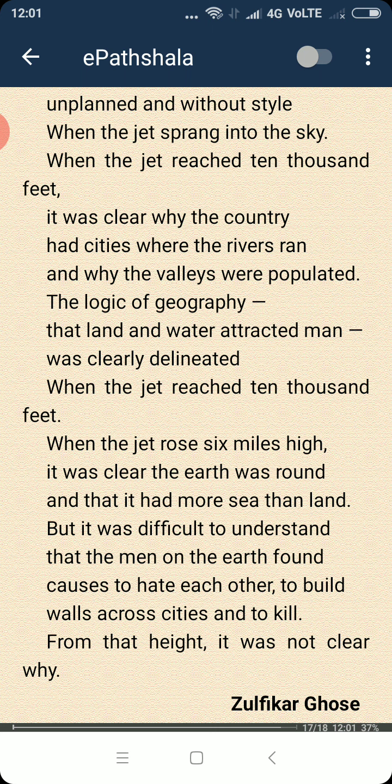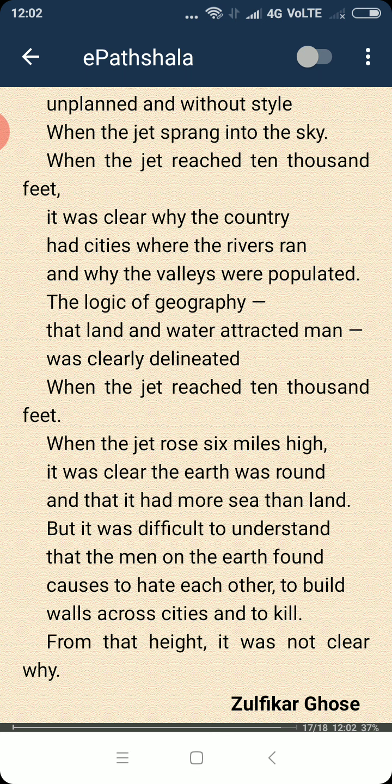When the jet reached 10,000 feet, it was clear why the country had cities, where the rivers ran, and why the valleys were populated. The logic of geography. That land and water attracted man was clearly delineated. When the jet reached 10,000 feet, when the jet rose 6 miles high, it was clear the earth was round and that it had more sea than land. But it was difficult to understand that men on earth found causes to hate each other, to build walls across cities, and to kill. From that height, it was not clear why.